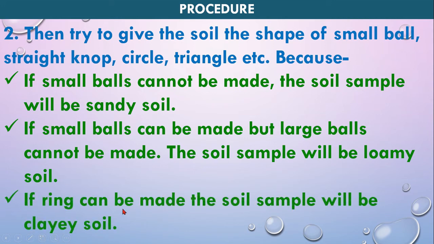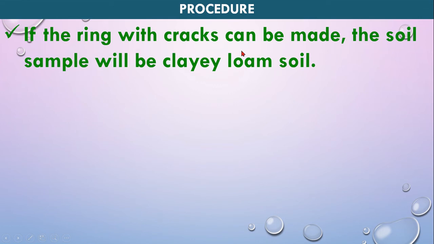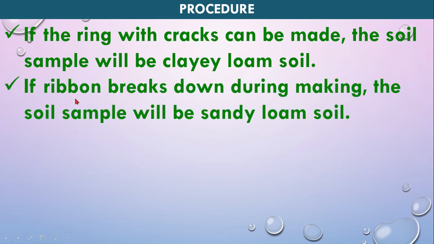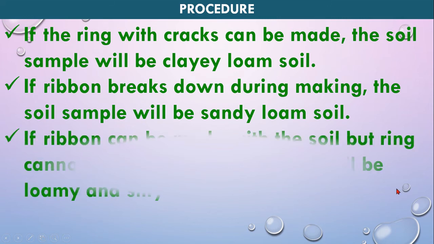Next, if a ring can be made, the soil sample will be clay soil. That means when you can make a circle or a ring, the soil should be clay soil. If a ring with cracks can be made, the soil sample should be clay loam soil. That means a mix of clay and loamy soil. If a ribbon forms during making, the soil sample will be sandy loam soil. That means when you can make the ribbon, that soil will be sandy loam soil.